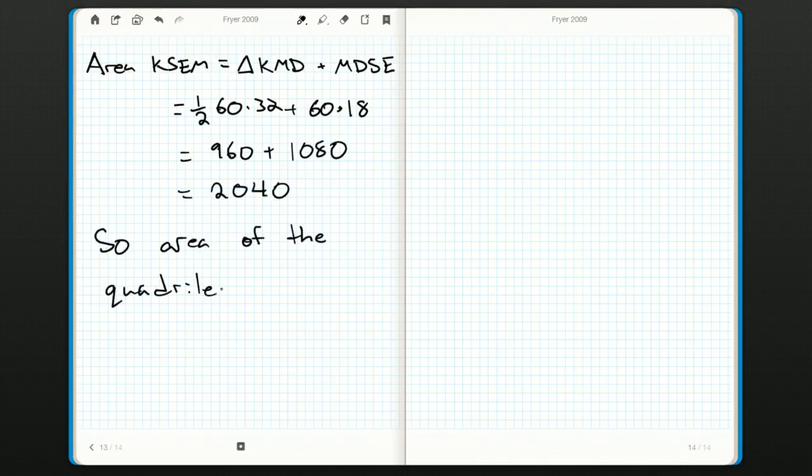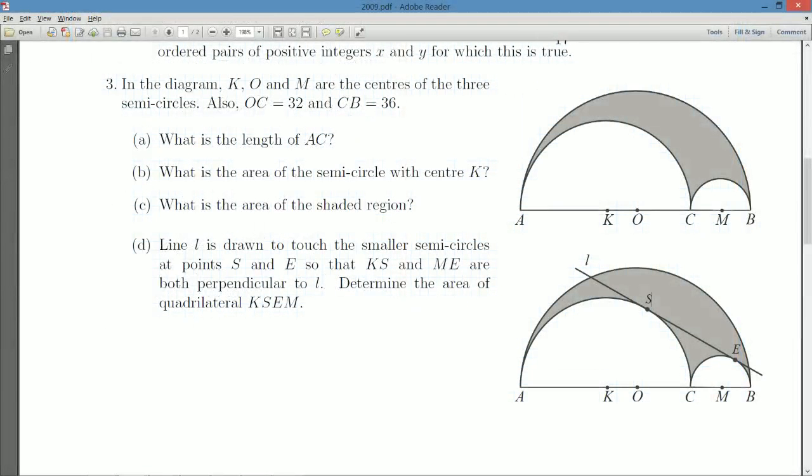And we make a little therefore statement. Quadrilateral KSEM is 2040. So that gives us the answer to D part. Got the area of our quadrilateral. We're all set. There's nothing else to do in question number 3. That concludes it. Nothing more to say, so I'll see you guys in the next question, which is question number 4. And that'll finish off the 2009 Fryer contest.